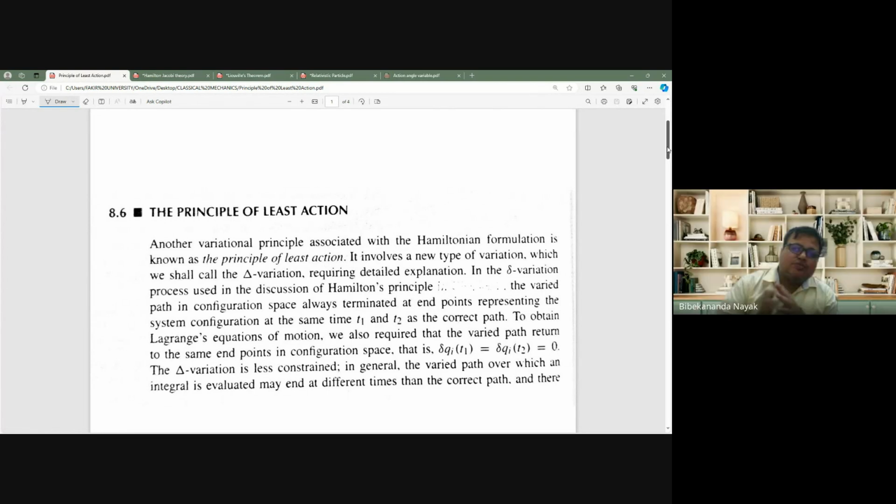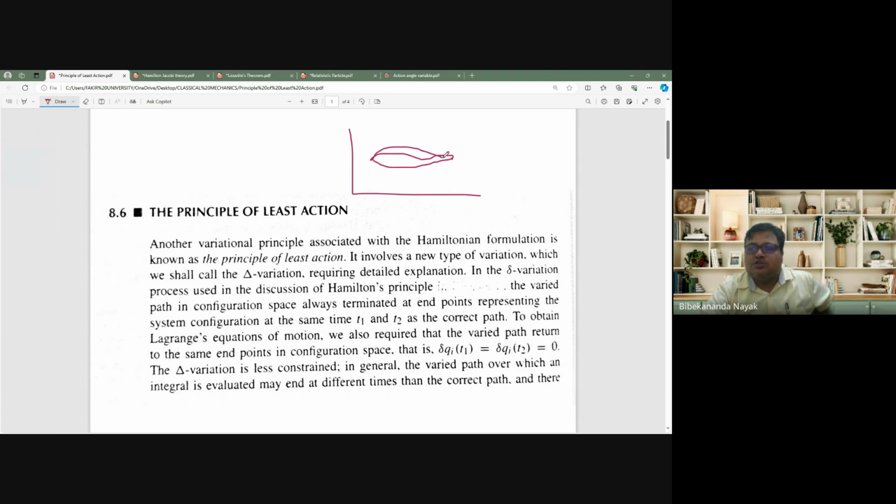The next one is the principle of least action. It is one of the variational principles. Actually, what we see in the case of the Hamiltonian formulation is that there are many paths between two points. Suppose a particle is moving from point 1 to point 2, many paths are possible.